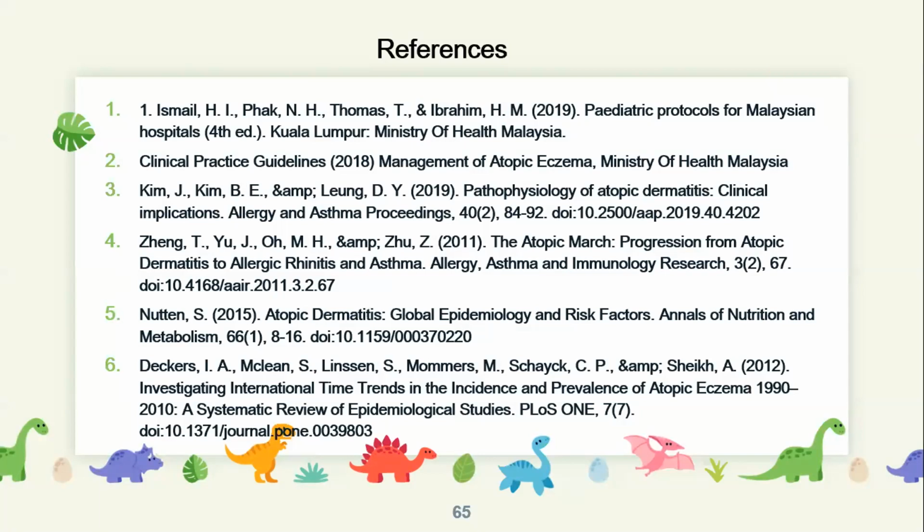What are the differences between atopic dermatitis and psoriasis? Usually if it's psoriasis, the rash is well demarcated, with erythematous, scaling papules and plaques, and usually it involves the nail plate as well.